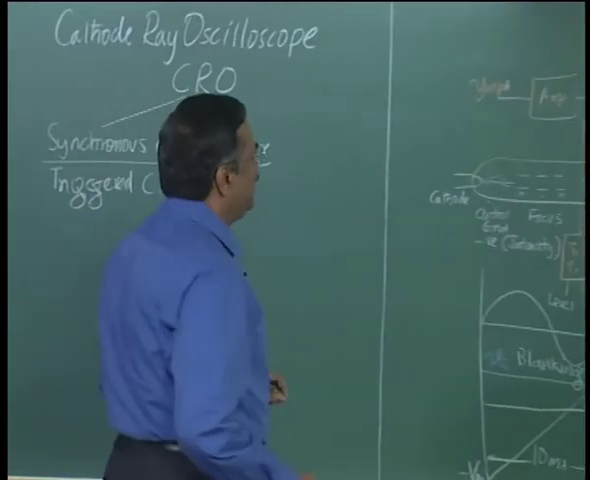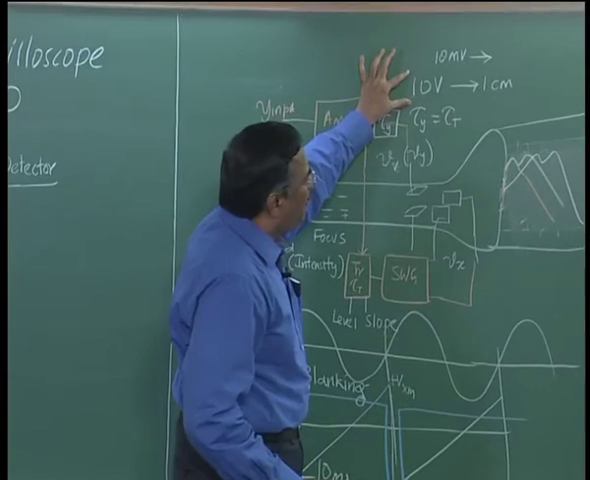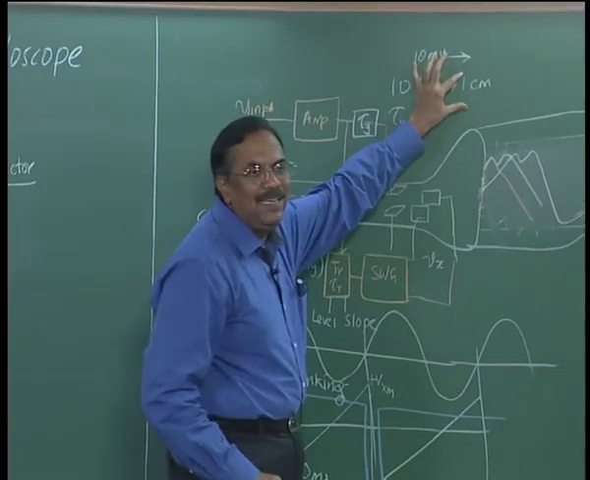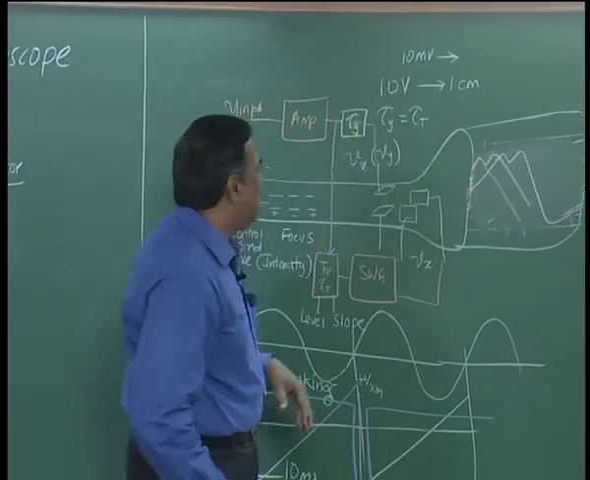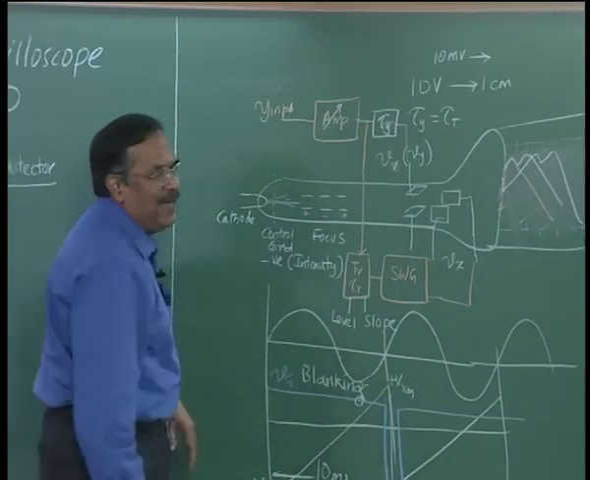So, we would like to have the corresponding voltage to deflection on the screen changeable. Fortunately, that is very easy. All I need to do is change the amplifier gain.